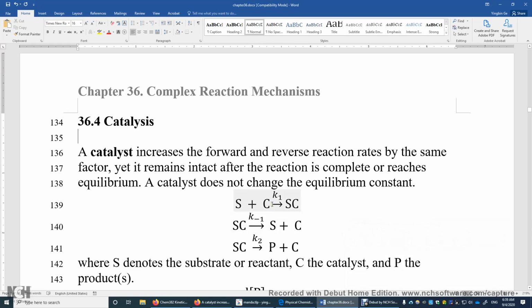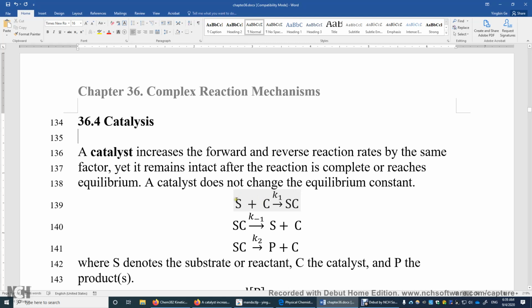Section 36.4 Catalysis. A catalyst increases the forward and reverse reaction rates by the same factor. The catalyst remains intact after the reaction is complete or reaches equilibrium. A catalyst does not change the equilibrium constant. It changes the amount of time for the reaction to reach the equilibrium.